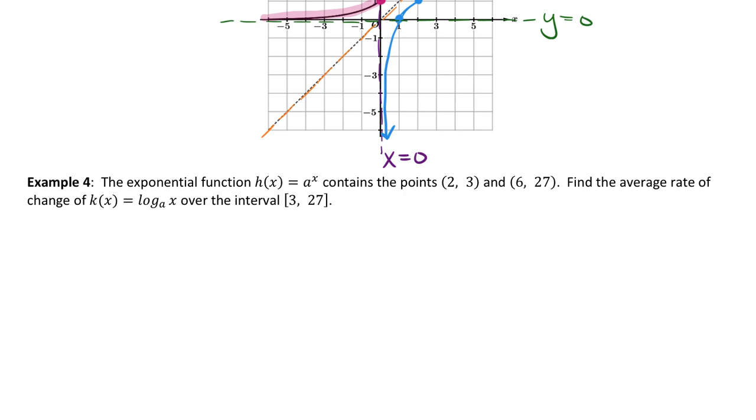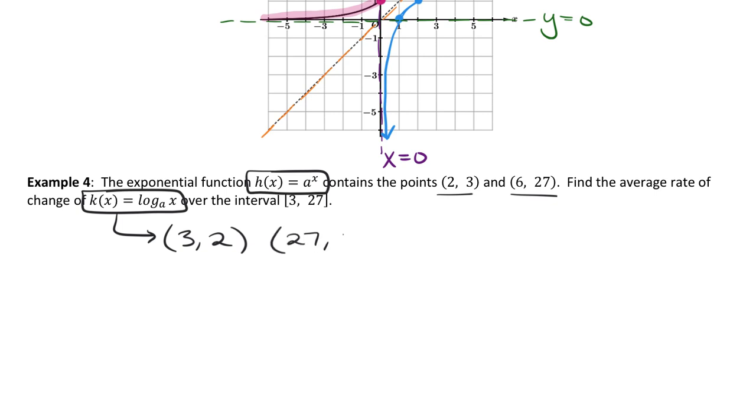Question before we do anything else. What do you notice about h function and k function? They're inverses. One of them is exponential, one of them is logarithmic. They have the same base, which means that if these coordinate points (2, 3) and (6, 27) exist for the exponential, what are those coordinate points on the logarithm? Instead of (2, 3), it's going to be what? (3, 2). And then the other one, instead of (6, 27), will be (27, 6).